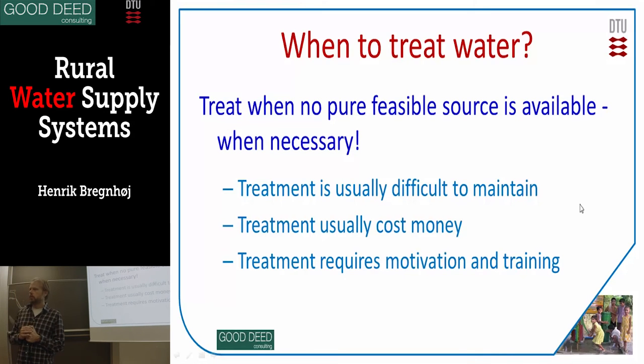Treatment is usually difficult to maintain. Somebody has to treat it, and we have to control that it's treated well, and it is difficult to do. Sometimes it also costs money. Some can be very cheap, so it's not a big problem, but it costs some money. Every day, every month, you have to pay something. And it requires motivation and training for the people who have to do it, if they're in the households, or if it's a common system where someone is employed to treat it.